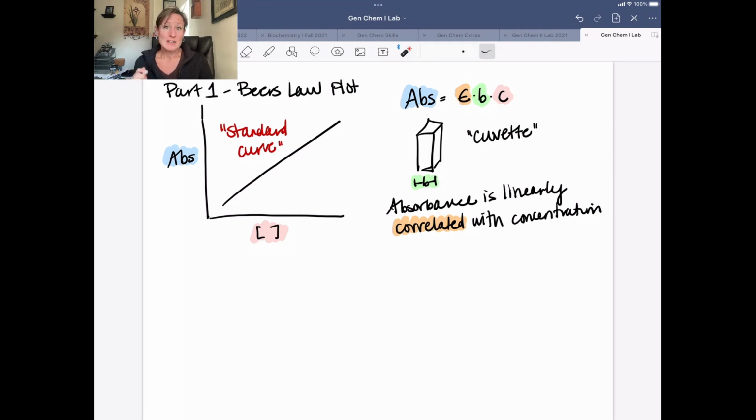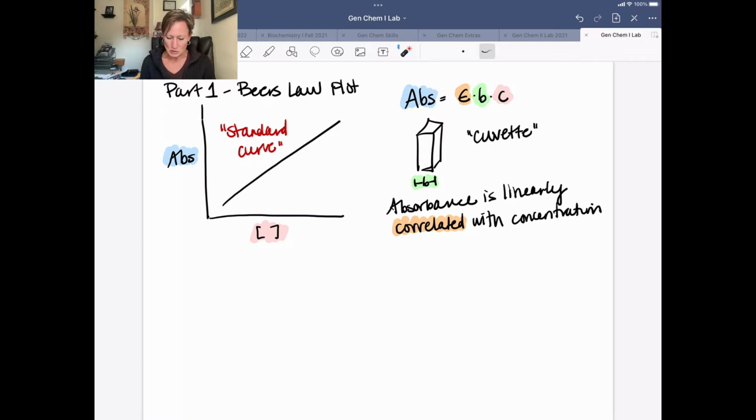So today's lab is about spectrophotometry, or Beer's law. We are going to use a special instrument that measures the intensity of the color of a solution, and we're going to use it to determine the concentration of color in an unknown solution.